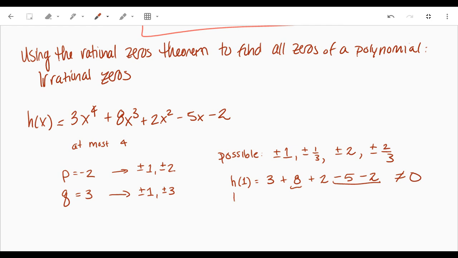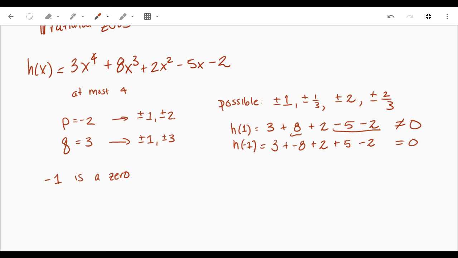Okay, so now I'll try negative 1. So it'll be 3 times negative 1 to the 4th, so 3, plus 8 times negative 1 cubed, so negative 8. The odd powers are going to be negative here. So we'll have plus 2, plus 5, minus 2. And that looks to me like that is going to come out to be 0. So negative 1 is a 0. Okay, so I can factor it out. So x plus 1 is a factor. And I'll do my long division, x plus 1.